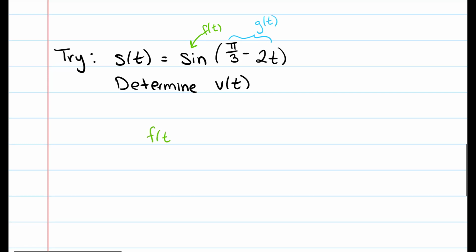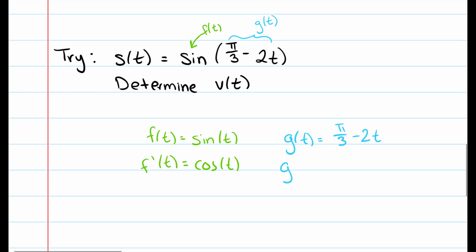So f of t is sine of t. So f prime of t is equal to cosine of t. And then g of t is pi over 3 minus 2t. So g prime of t is just negative 2.